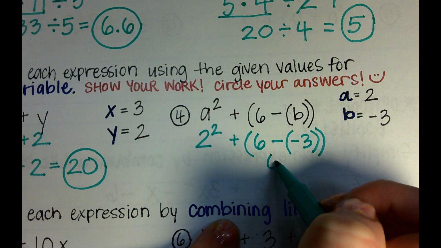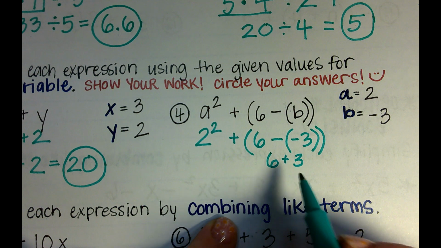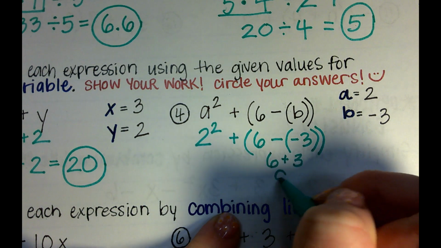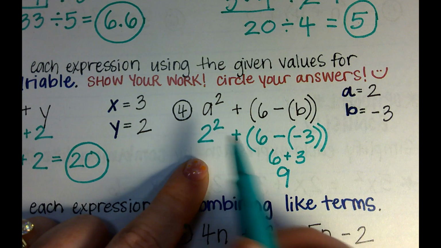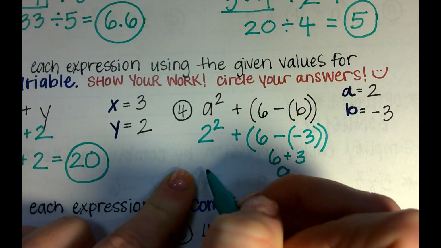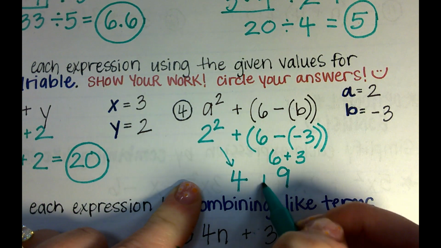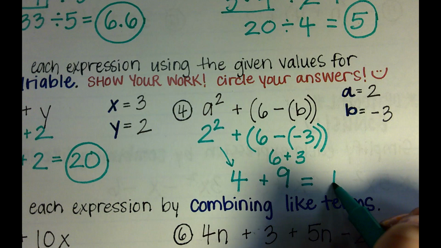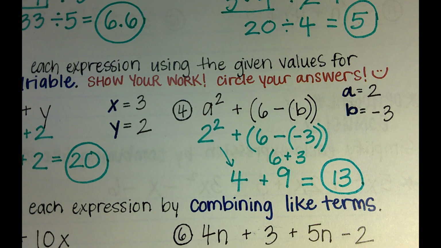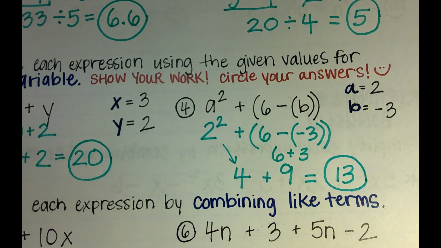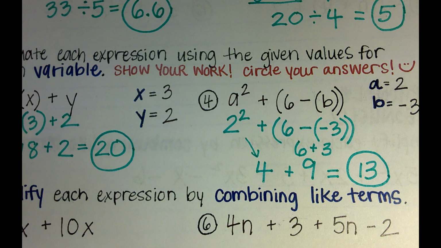So really we're doing 6 plus 3. What is 6 plus 3? 9. Good. Now we'll do our exponent. Plus 2 squared. Perfect. That's 4, because that's 2 times 2. So 4 plus 9 equals 13. Good. Awesome, guys. That's very good. Okay. Any questions on number 4?